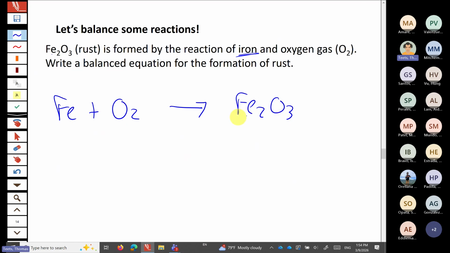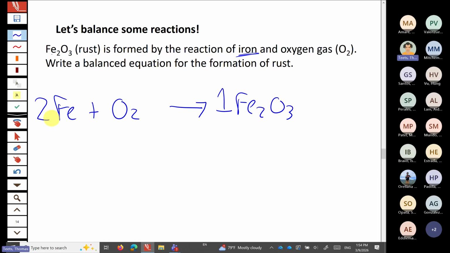As I said, the one that's most complicated, we'll often start by setting that to 1. You don't have to write the 1 there, but I like to write it in just to remind myself that I'm fixing that coefficient at 1 and ideally not changing it after this. So on the right side now, we have 2 irons. Fe2O3 has 2 Fe's in the formula, so that gives us a coefficient of 2 here.